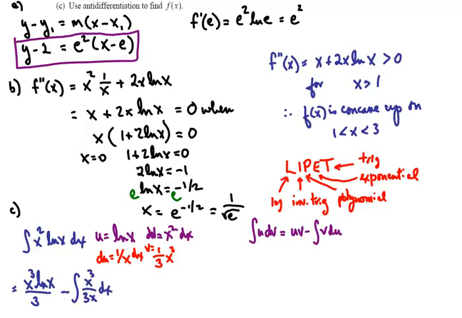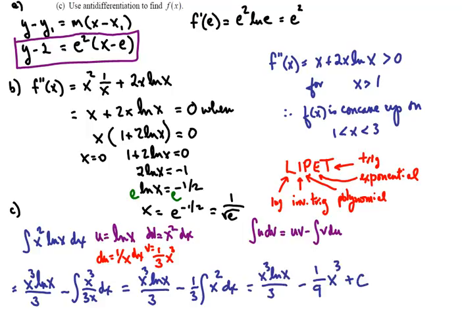Now we can simplify the integrand, and we would get x cubed ln x over 3 minus the integral of 1/3 x squared dx, which is now trivial to integrate. That's x cubed over 3 plus c. And since I already have a 1/3 there, the x cubed over 3 is going to make that 1/9, or minus 1/9 x cubed plus c. And that's my answer for part C.